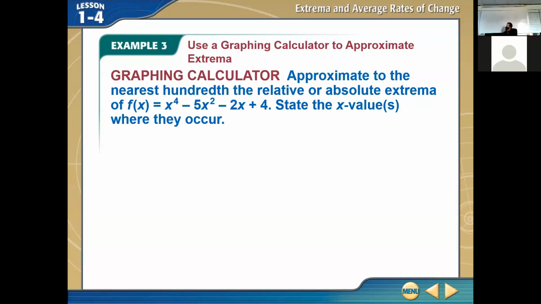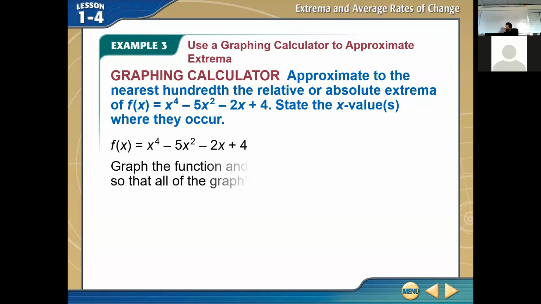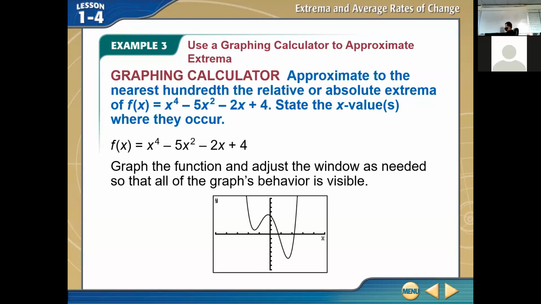Okay. So here's one that they're going to ask us, and I think there's a couple problems like it within the homework. More or less, what it's asking you to do is do the same thing that I've told you to do. So it says approximate to the nearest hundredth the relative or absolute extrema of f of x, which is equal to x to the fourth minus 5x squared minus 2x plus 4. State the x values where they occur.